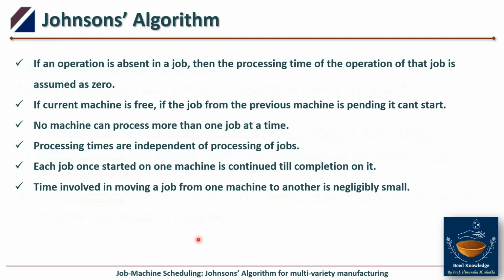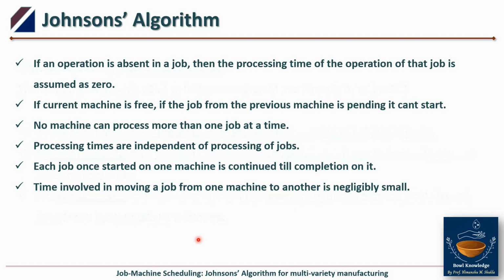I would like to quote an example from mechanical engineering: the operation of boring can only be performed after drilling. Until drilling is done, the boring operation cannot happen. So even if the boring machine is free, it has to wait, because the product has not come from the previous machine, the drilling machine. So that machine has to wait. It is one of the assumptions of Johnson's algorithm.